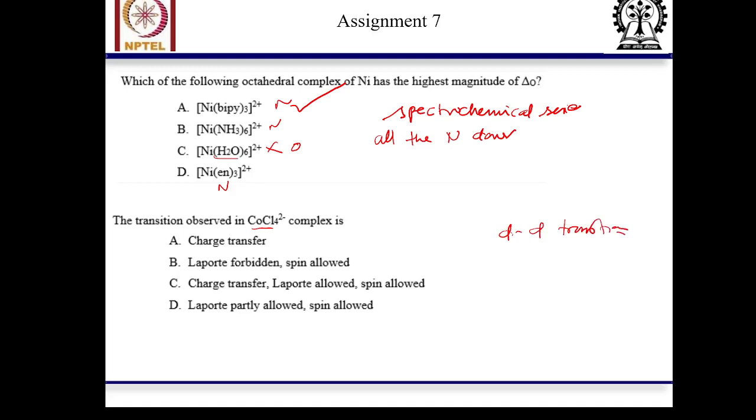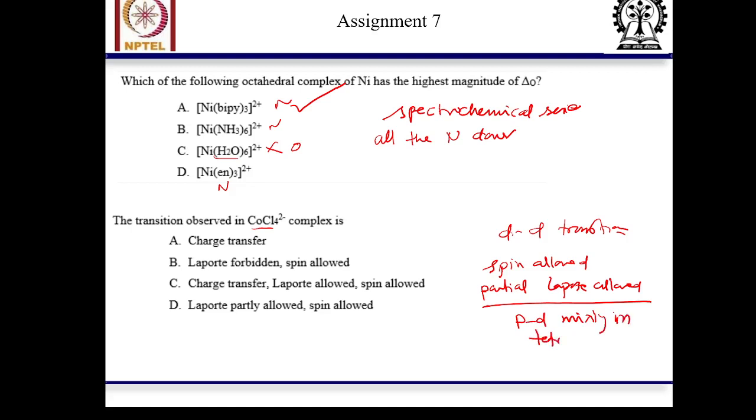Now the second thing is whether it is spin allowed. Yes, it is spin allowed and partly Laporte allowed, right? Because of p-d mixing in tetrahedral. I have already told why there is more p-d mixing in the tetrahedral compared to the octahedral. So the correct option is D.